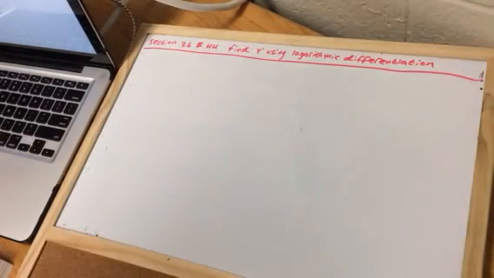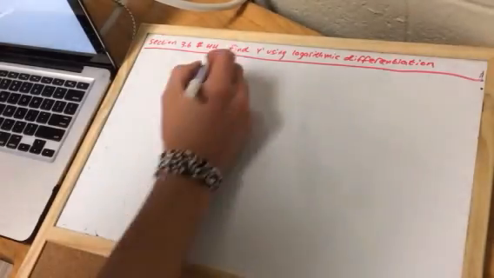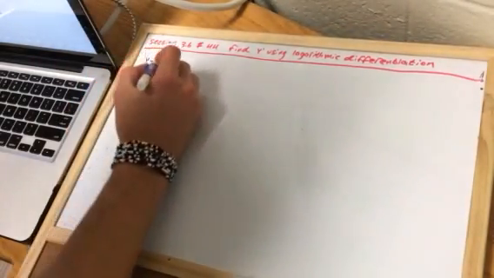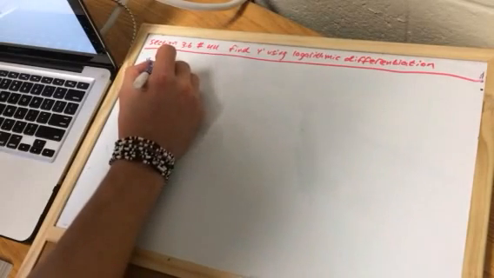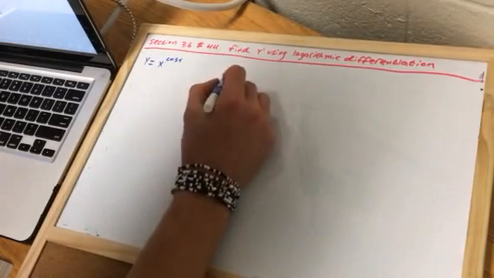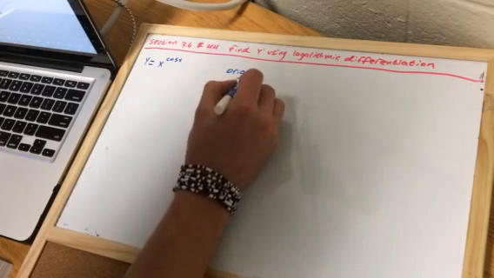Okay, this is section 3.6, question number 44, and what we have to do is find y prime using logarithmic differentiation. Alright, so what we want to start out by doing is just writing the original equation, and that's y equals x to the power cosine x. Again, first step is just writing the original equation.